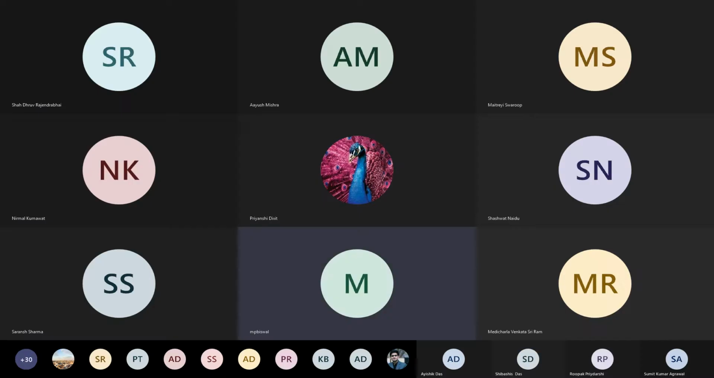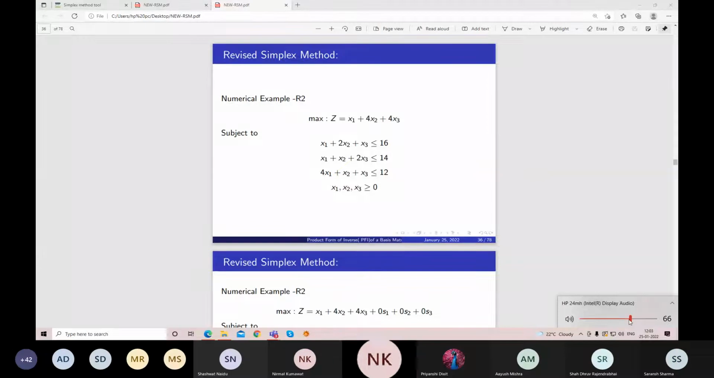I will formulate the table the way I have told you. In the same manner you can formulate the table and proceed. Okay, so using the steps here in the revised simplex method, we are actually using some specific inverse, that is the product form of inverse, to compute the inverse of a basis matrix.